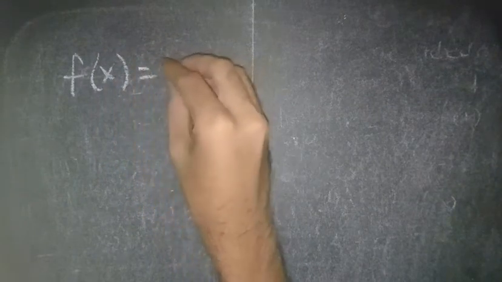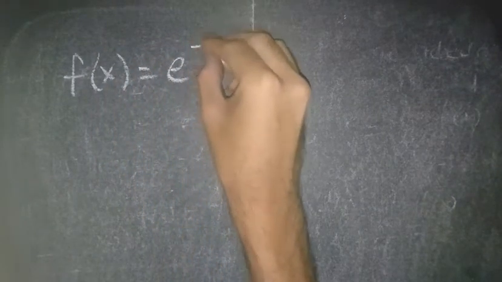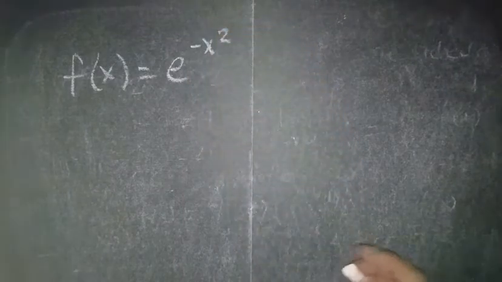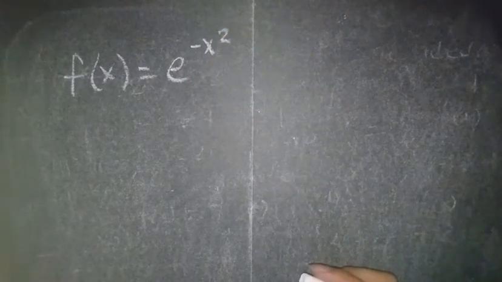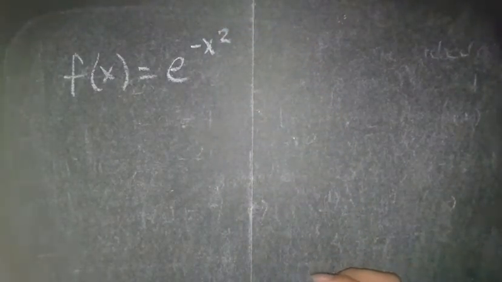Now let's take another example. Suppose we have f of x is equal to e raised to negative x squared. Now don't be intimidated by the letter e. We must first follow all the conditions.